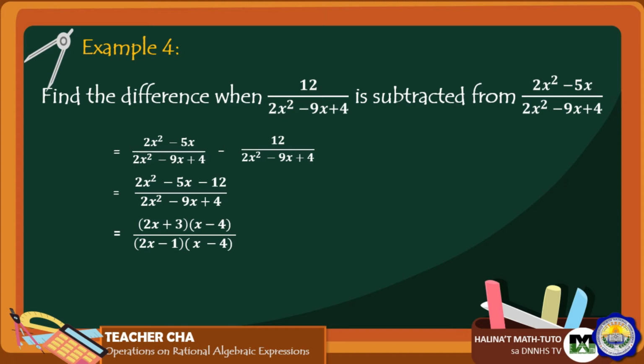It's factorable and we have the factors 2x plus 3 times the quantity x minus 4 and the denominator 2x minus 1 times the quantity x minus 4. So we have the common factors between the numerator and the denominator, and that is x minus 4. Ang natira po ay 2x plus 3 over 2x minus 1. And that is our final answer. Okay. Take note, baka sabihin nyo po, ma'am, common po si 2x sa numerator at denominator. Remember that we only cancel common factors, but not common terms.